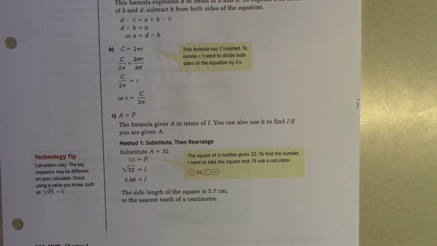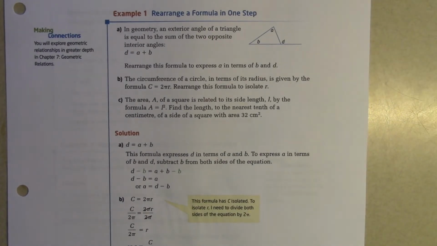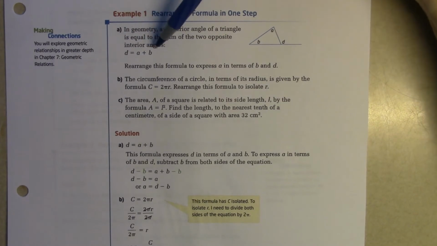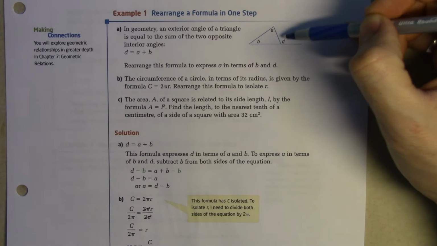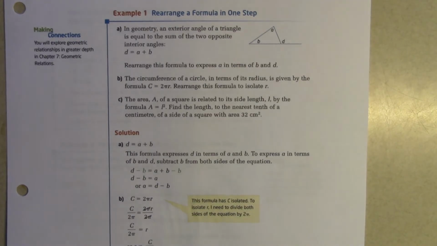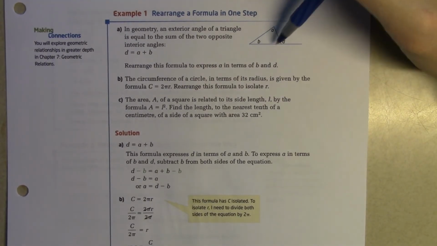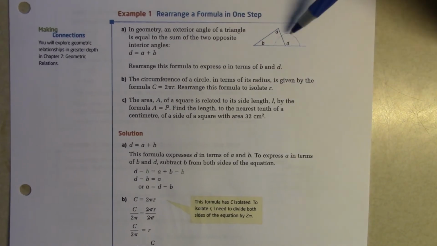All right, let's look at example 1 now. It says in geometry, an exterior angle of a triangle is equal to the sum of the two opposite interior angles. So D is equal to B plus A. That's a property of triangles. The reason why that's true is because all three angles in a triangle add to 180, and this angle is also equal to 180. So that gives us this property: D is equal to A plus B.